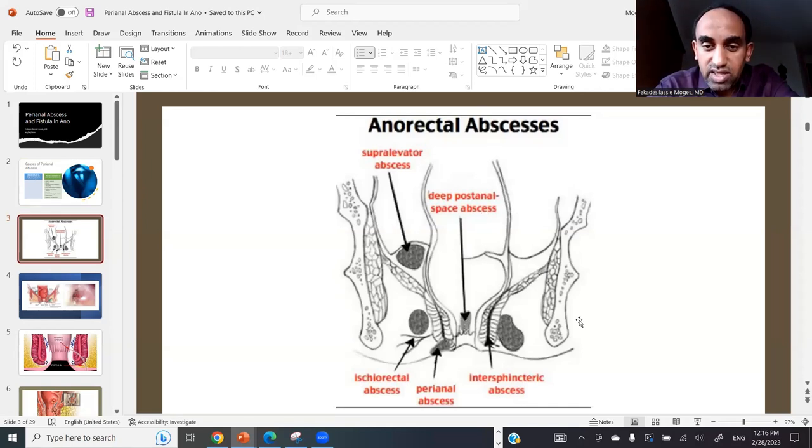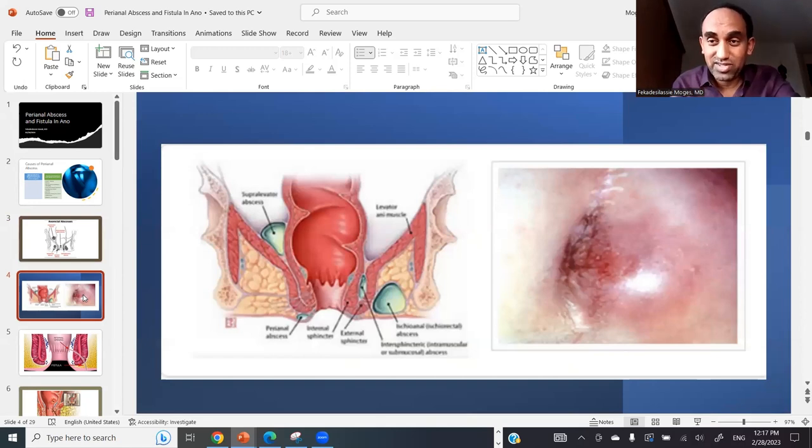So the classifications, there are different types. There are abscesses which can happen between the external sphincter and the internal anal sphincter. We call them intersphincteric abscesses. The ischiorectal abscesses in the ischiorectal area, and we can have perirectal abscesses around the anal canal, and you can have abscesses above the levator ani muscle, we call them supralevator abscesses. So there are different types, so it's complex, it's not an easy subject, the surgery and everything. The anatomy is complex, as you know. So this is another picture: supralevator abscess, intersphincteric abscess between internal and external sphincter, ischiorectal abscess between the rectum and the ischium, and perianal abscesses, which are found around the anus.